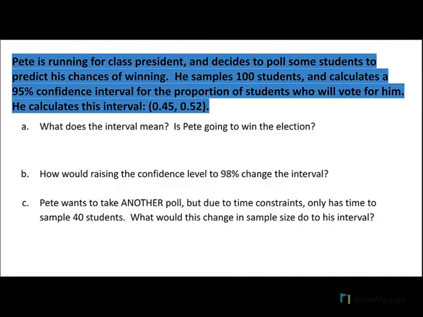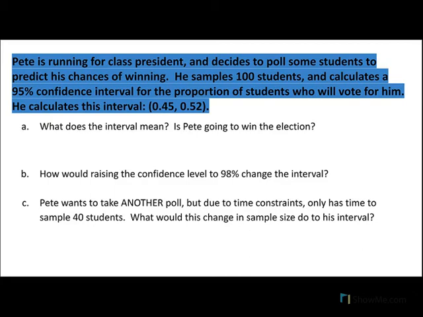Okay, so I'm going to look at a little bit more things now in terms of what the intervals actually mean and things to be careful of. In this example, Pete's running for class president and decides to poll some students. He samples 100 students and calculates a 95% confidence interval for the proportion of students who will vote for him, and he calculates the interval 0.45 to 0.52. So what does the interval mean?